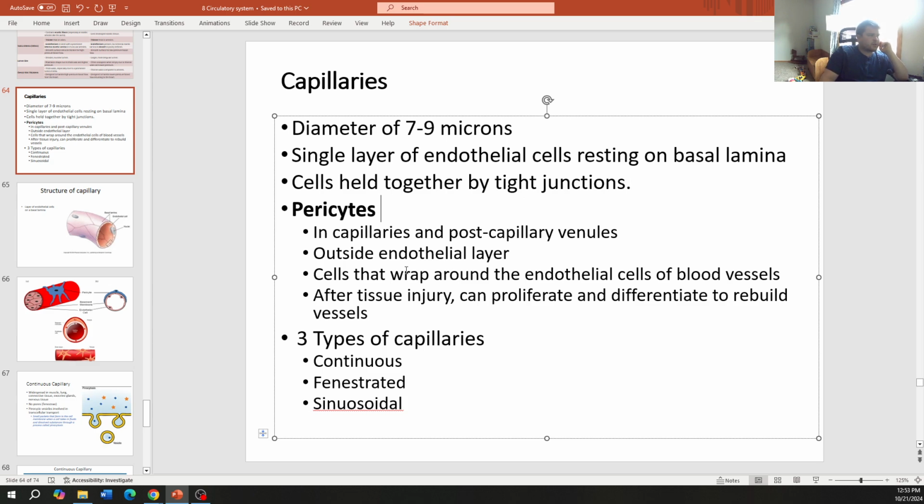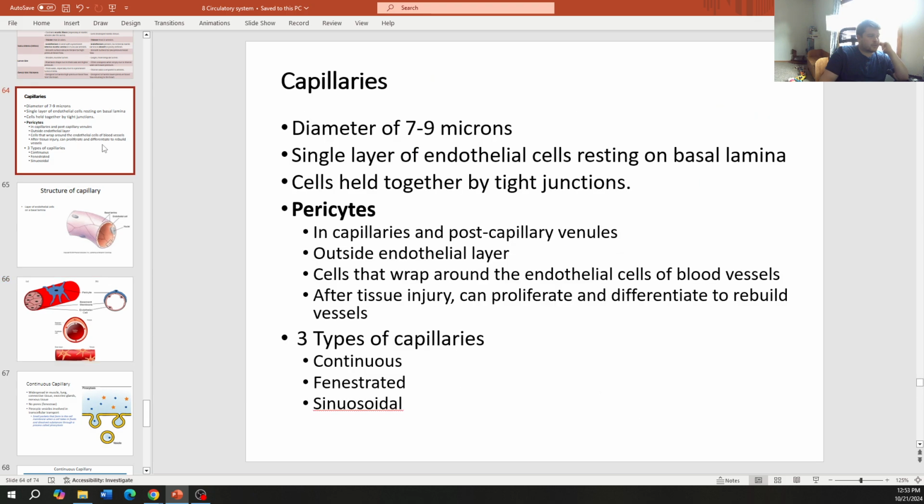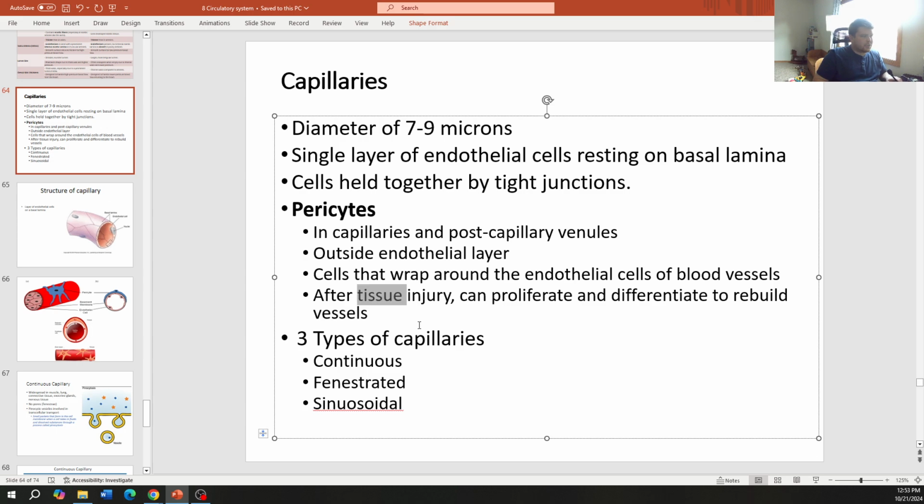They have these structures called pericytes. These are kind of like replacement cells, protective cells. They wrap around, and if you get any damage, these pericytes can go in, cover up the damage, and actually become part of the wall and differentiate into endothelial cells. This is after tissue injury, in order to rebuild the vessel.